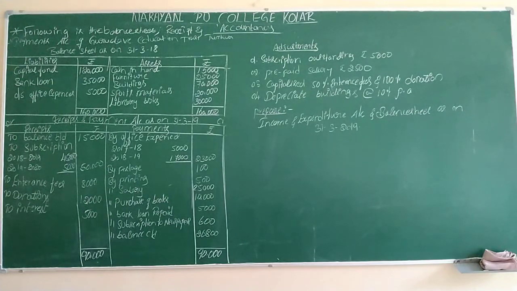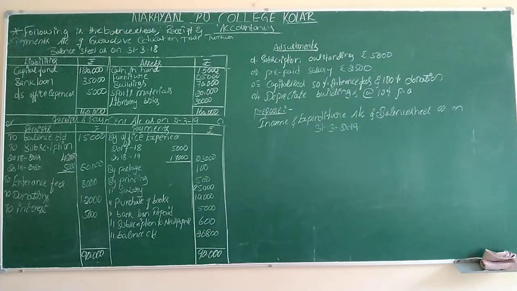Let's come to the payment side. Office expenses for 2017-18, that is the past year, 5,000, and for 2018-19, 17,000. Adding these two, we get 23,000 as the outer balance. Postage 100. Printing 500. Salary 25,000. Purchase of books 10,000. Bank loan repaid 5,000. Subscription to newspaper 600.